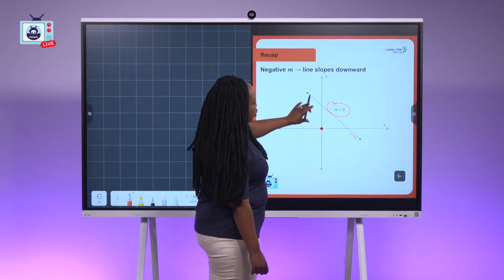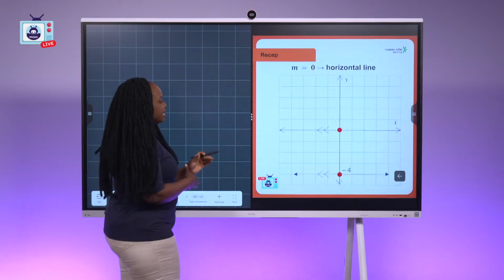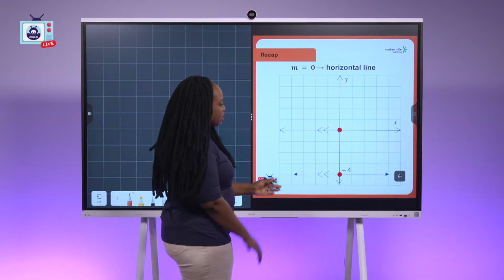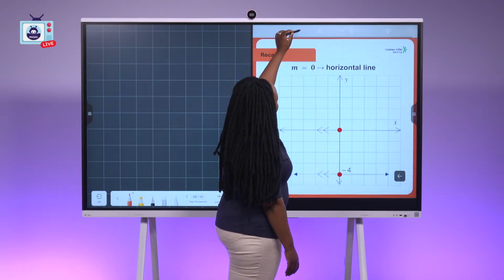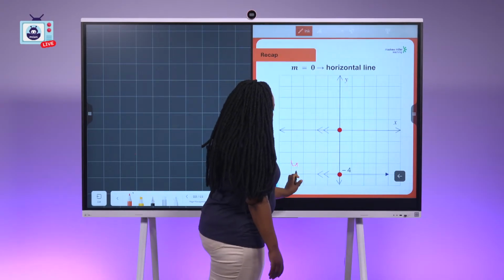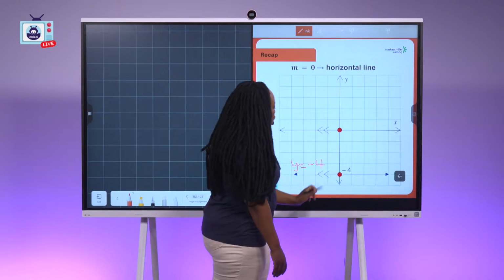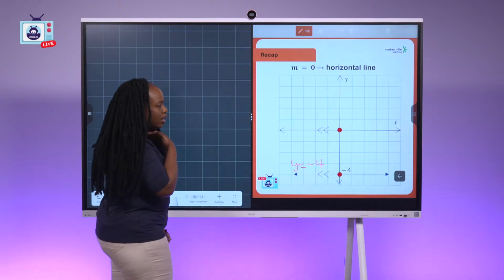So you need to be able to realize that as well, as remembering when you have your gradient as 0, that is a horizontal line, that is just y equals something. So this will be the y equals -4 graph, and that's how you get to your graph. Okay.